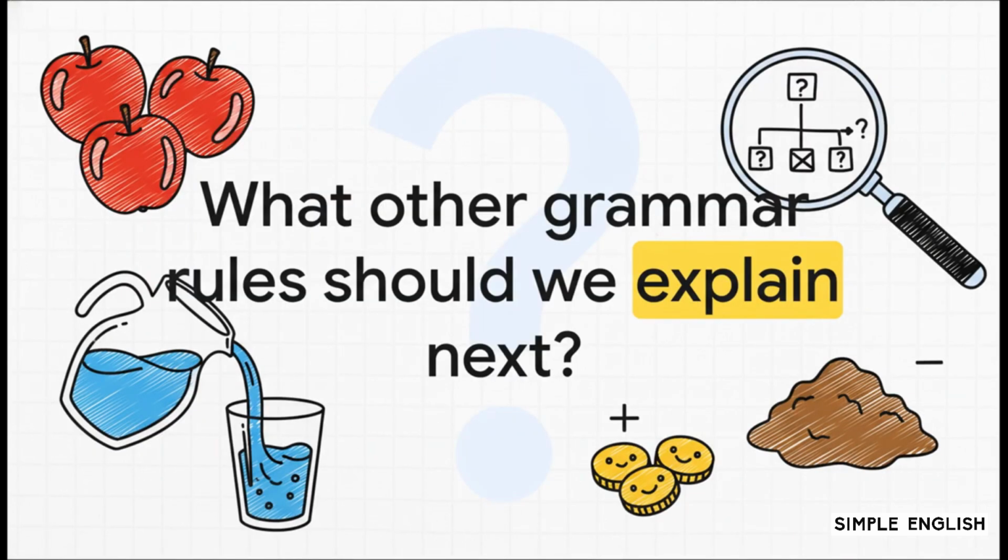And that's really all there is to it. You now have the essential guide for telling countable and uncountable nouns apart. You see, the real key isn't about memorizing giant lists of words. It's just about understanding that one simple question. Can I count this as individual units? If you can answer that, everything else just falls into place. I hope this helped clear things up.